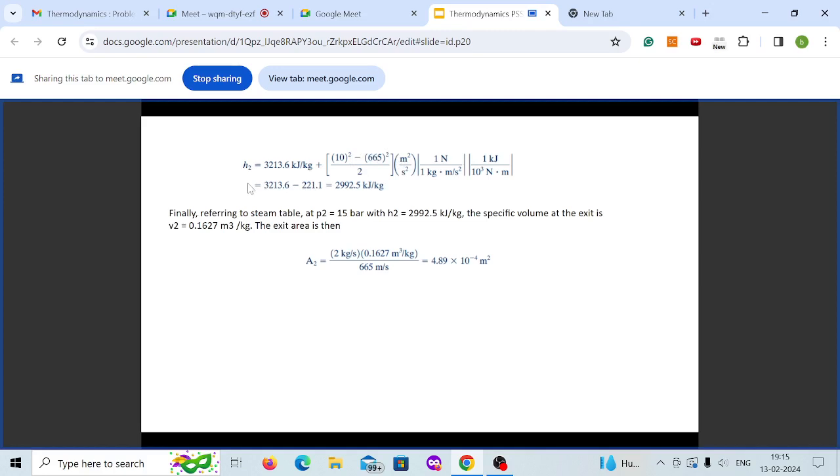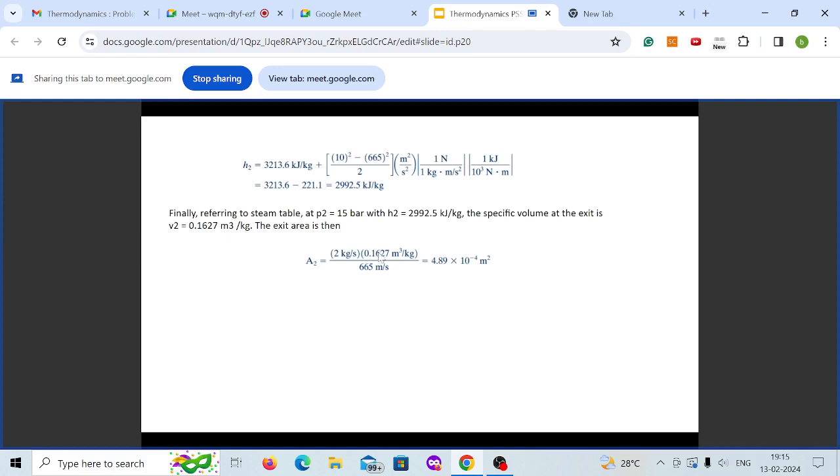So now you know the enthalpy at exit. So corresponding to 15 bar and this enthalpy, from the steam table we can find out the specific volume. So specific volume will be 0.1627 meter cube per kg.